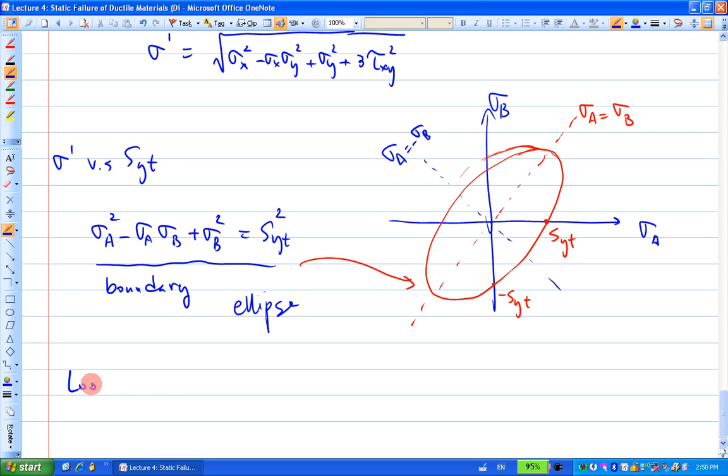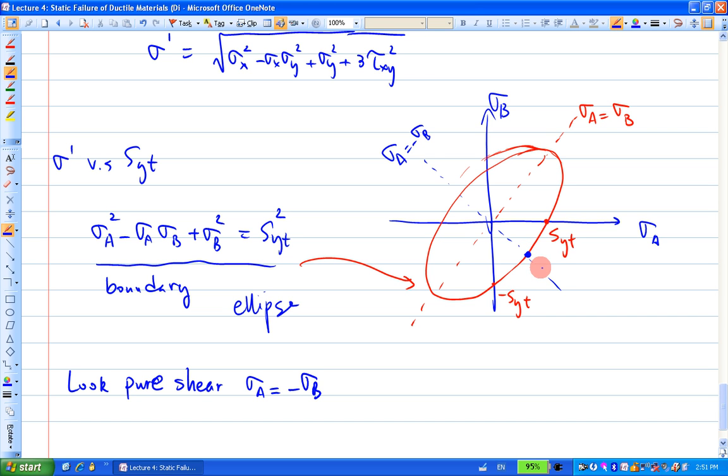So let's look at this pure shear. Sigma A equal to negative sigma B. That's the pure shear loading line. And the intersection of this loading line with the boundary here will give us the shear strength. So this point here is a very critical point.